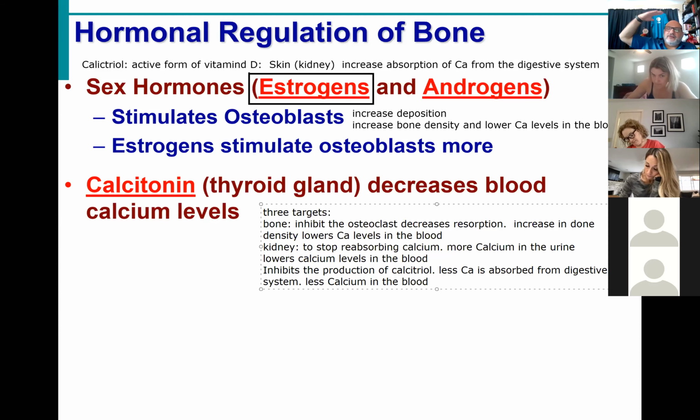So notice, if calcium levels get too high, calcitonin will help to bring these calcium levels back down. It tells the digestive system, stop bringing calcium into our body. We don't need any more. It tells the kidney, get rid of all that extra calcium we have. And it tells the osteoclast, stop breaking down bone matrix. We don't need any more calcium. So all of these effects help to bring blood calcium levels down.